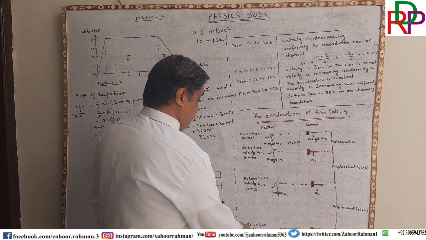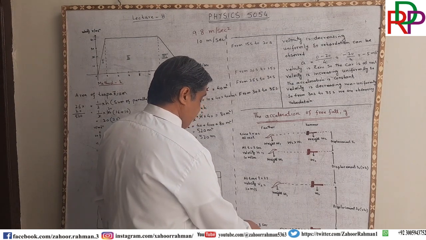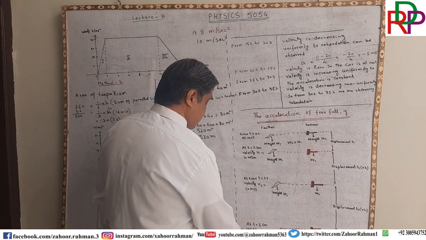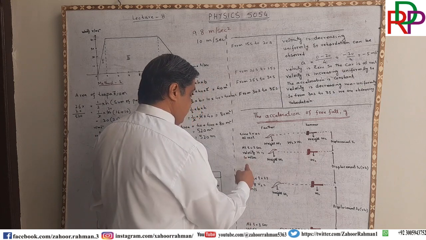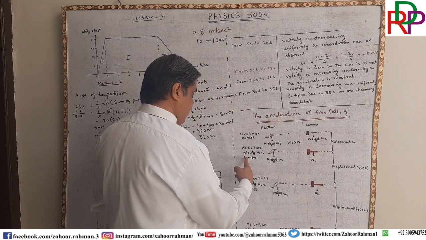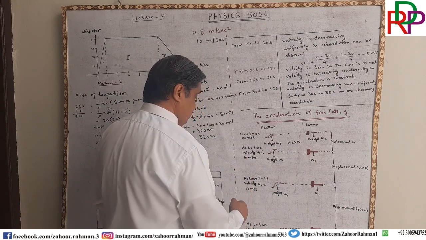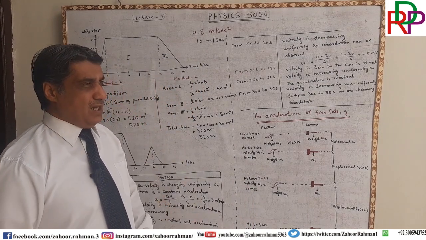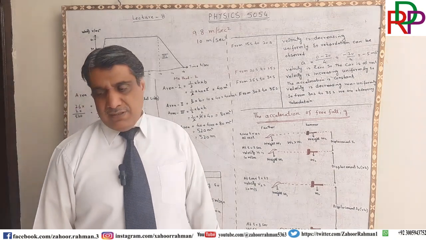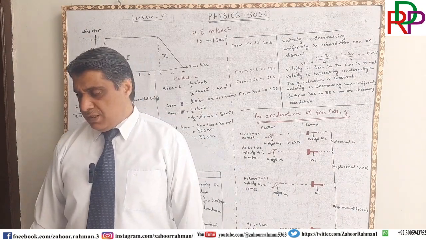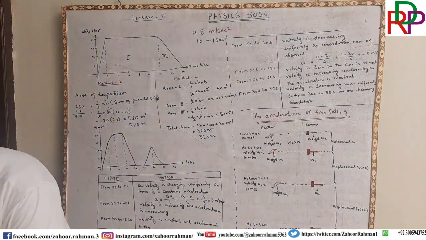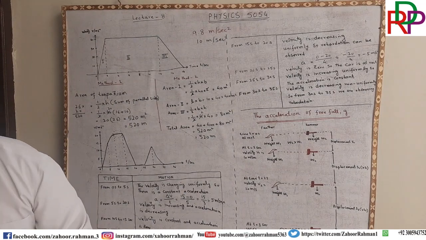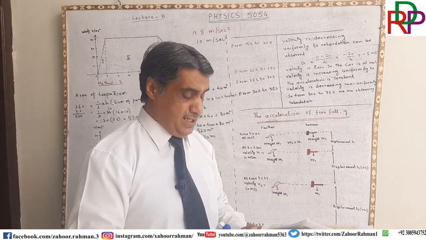Now at time t = 3 seconds, velocity v3 is 30. It means from 10 to 20 is a 10 difference, and from 20 to 30 is a 10 difference. So we are observing different things inside this, and that is written in the book, and let us study it.